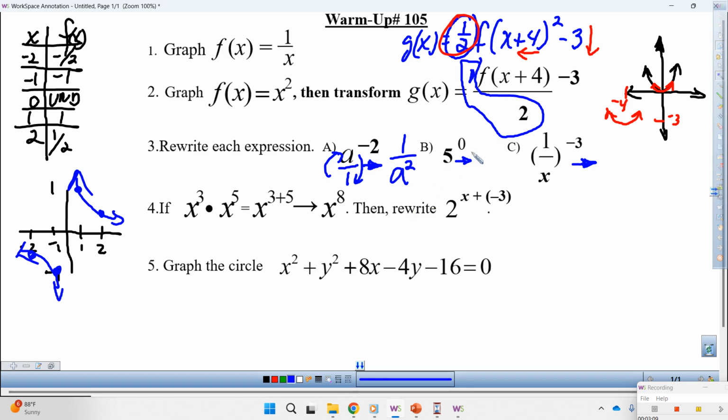3B, everyone. What is 5 to the 0? 1. And 3C, I'm going to go over 3C just by the looks of it. Some of you are still kind of like thinking about this one. So this is 1 to the negative 3 over x to the negative 3.